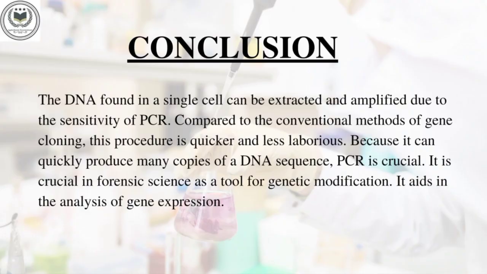Conclusion. The DNA found in a single cell can be extracted and amplified due to the sensitivity of PCR. Compared to the conventional methods of gene cloning, this procedure is quicker and less laborious because it can quickly produce many copies of DNA sequences. PCR is crucial in forensic science and as a tool of genetic modification. It aids in the analysis of gene expression.